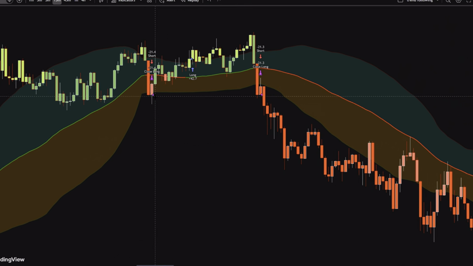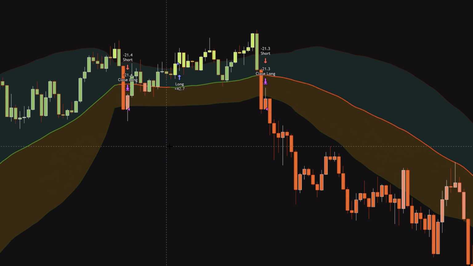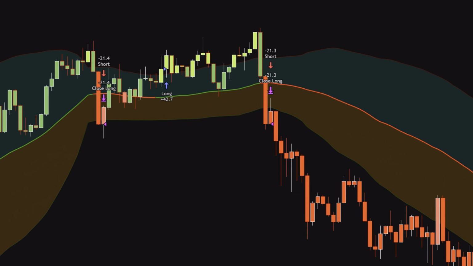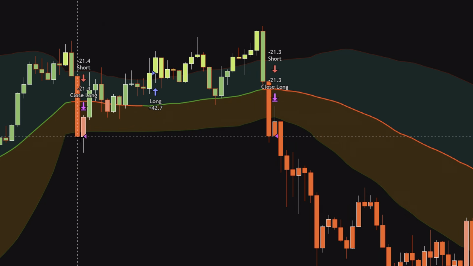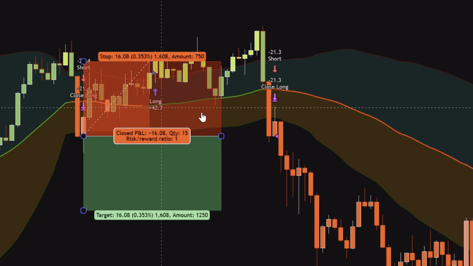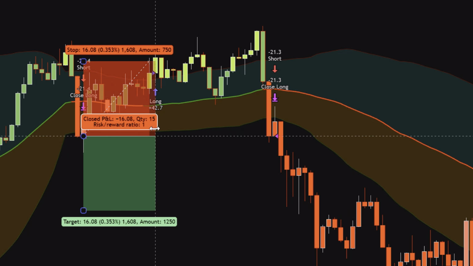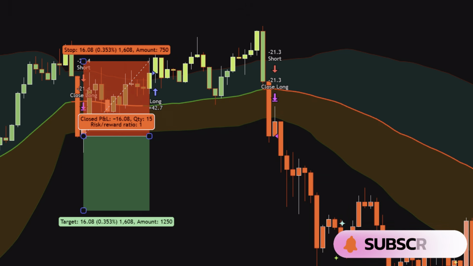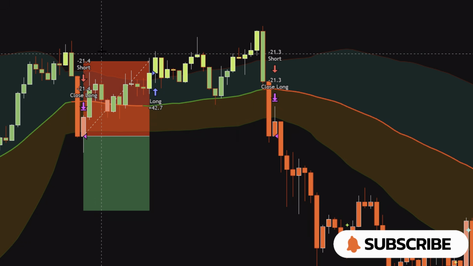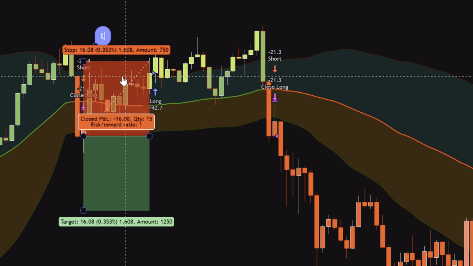Look at this section here. Bands expand, price breaks out, but there's no follow through. Another break, another reversal. Small losses keep stacking up. The indicator can't tell the difference between random noise and a move backed by sustained directional momentum. That's the core problem.